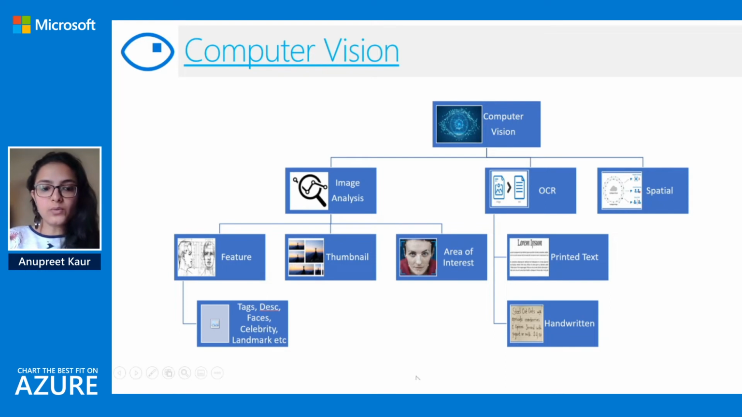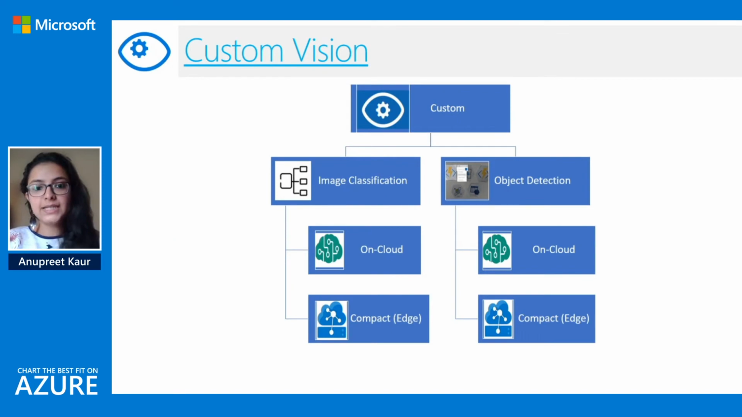Now, we talked about how computer vision helps you give tags and describe the image. However, there might be a scenario wherein you will have a custom use case and you would want to define your own tags or your own objects and classify images basis your needs. This is where custom vision comes into picture. Custom vision further can be classified one into image classification, the other into object detection.